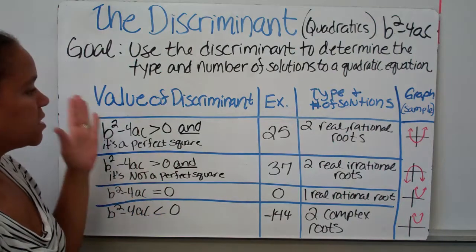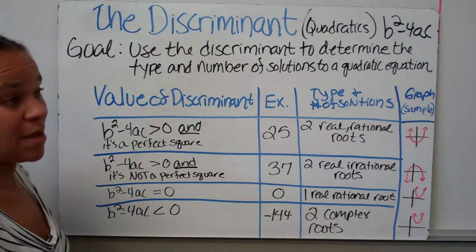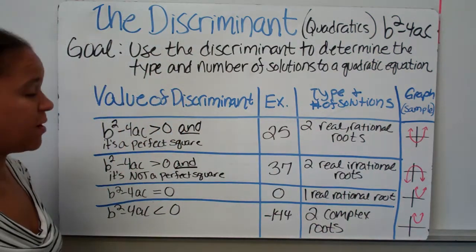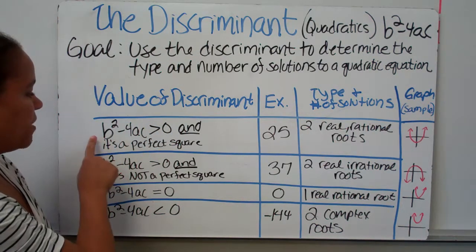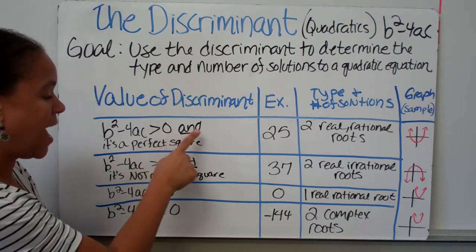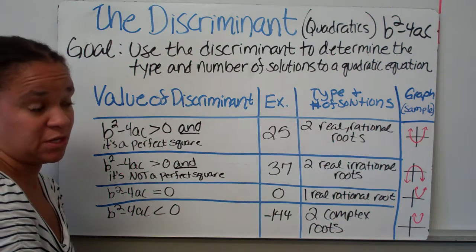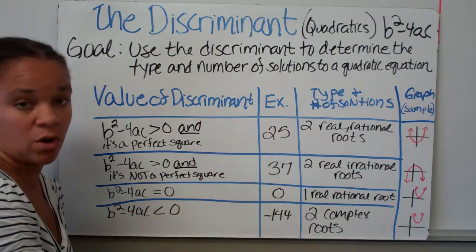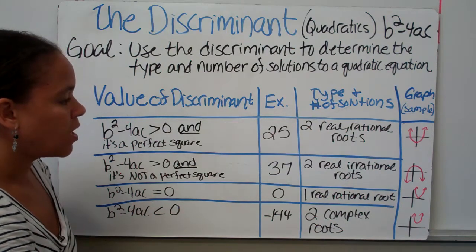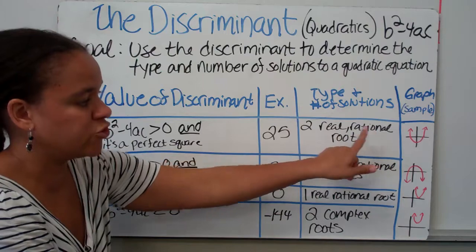Remember that. So here's our chart here. I do want you to copy this down. And it may be helpful to pause it, copy it down, then come back. But if you find b squared minus 4ac is greater than 0, it's a positive number, and that positive number is a perfect square, such as 25, like you could take the square root of it and get an even number, then that means there are two real rational roots.